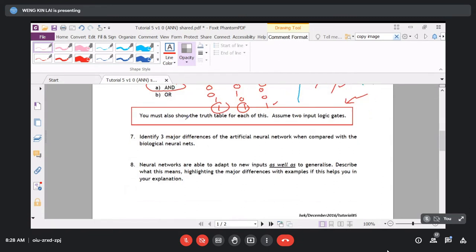Question number 7. Identify 3 major differences of your artificial neural network when compared with the biological neural nets. How would you answer such a question? I call Jun Sing. Li Jun Sing. How would you answer this question? Identify 3 major differences of your artificial neural network when compared with the biological neural net.